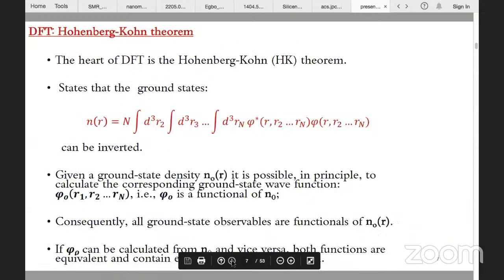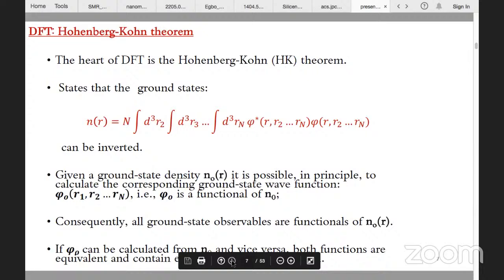Now, at the heart of DFT is what we call the Hohenberg-Kohn theorem, which I will henceforth call the HK theorem. Basically, it says that the relationship between the electronic wave function and the density can be inverted. If you have a ground state density, it is possible in principle to calculate the ground state wave function. In other words, there's a one-to-one correspondence between the ground state electronic wave function and the ground state density.